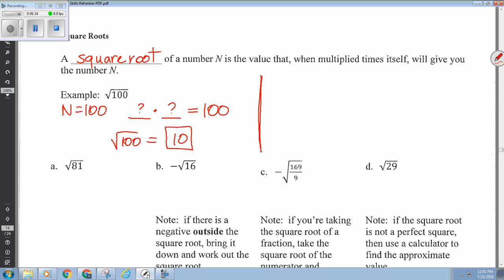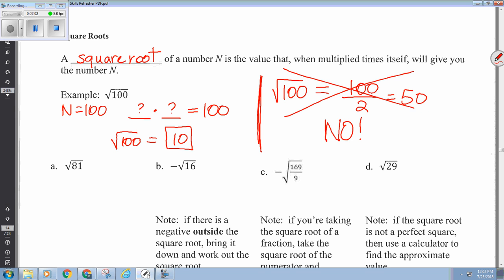However, there is a common mistake that is made with square roots. Most people confuse square roots with dividing by 2. That is 100% not true. False. The square root of 100 does not mean do 100 divided by 2. So that's an absolute no. Square root does not mean divide by 2. Square root means figure out what times itself will give you that number.